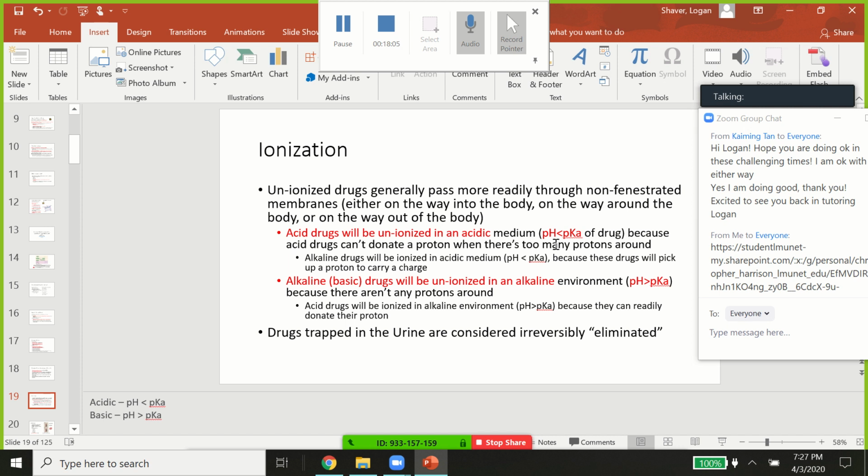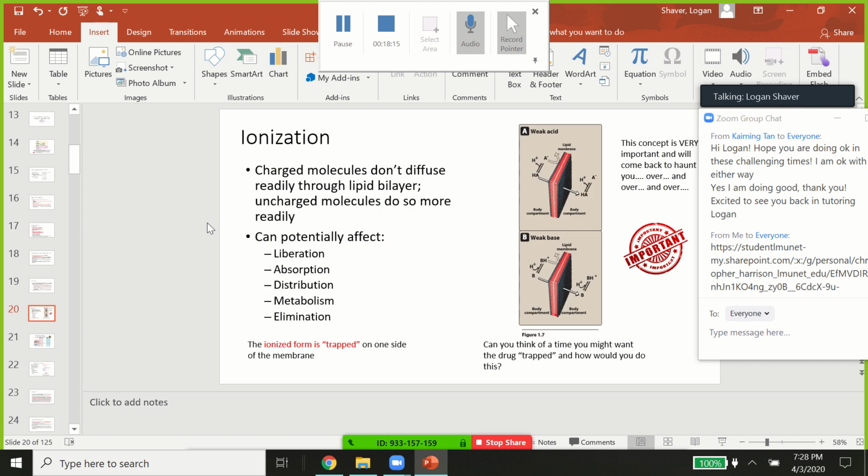So that's basically what this whole thing is talking about. I get that it may be a little confusing sometimes, so if you have any questions about that, let me know. But that's the main gist behind it. And then to build on that, the ionized form of that drug is basically stuck in that medium.